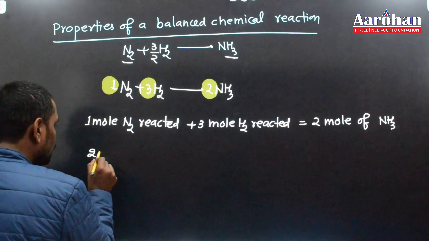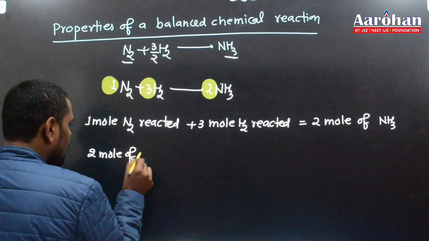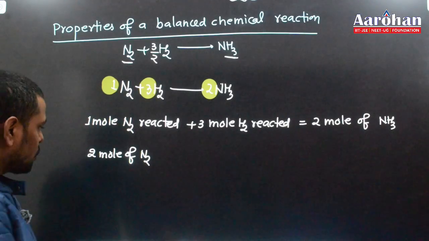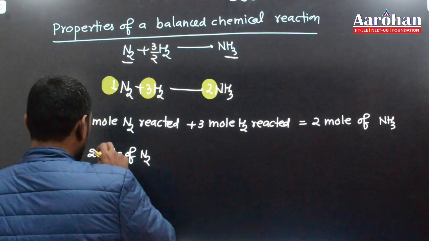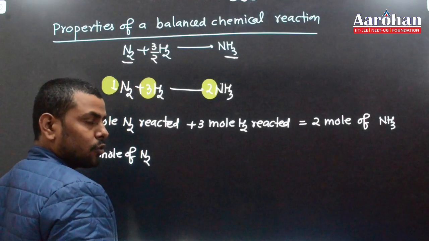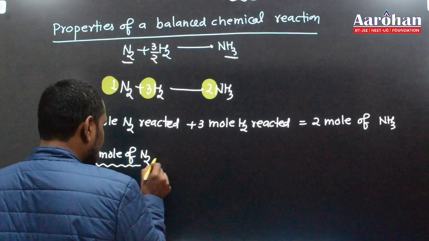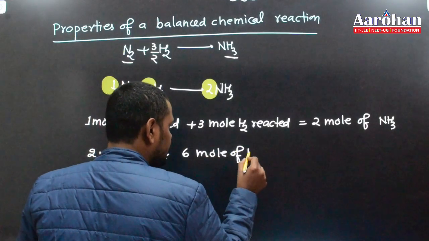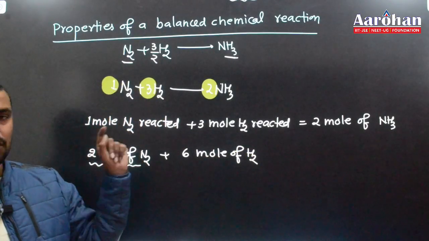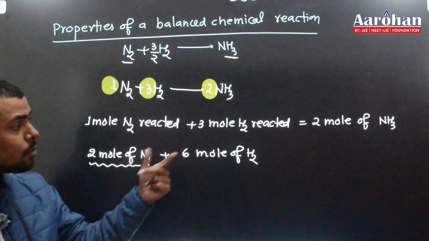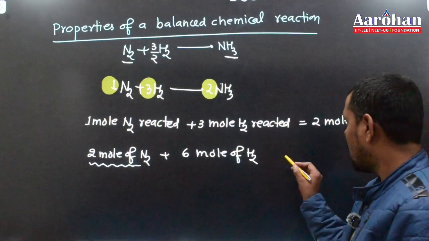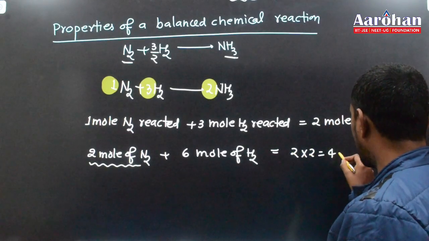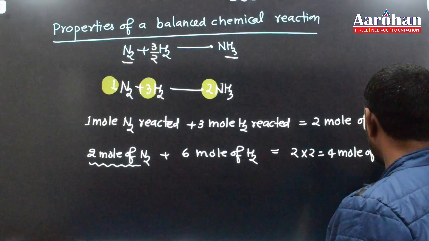So if we are given 2 mole of N2, then how many moles of H2 is required and how many moles of ammonia is formed? So if we compare this reaction, if 1 mole of N2 reacted, then 3 mole of H2 also reacted. So if 2 mole of N2 is reacted, then we need 6 mole of H2, because 1 mole required 3 mole, then 2 mole required 6 mole. Then how much amount of ammonia will be formed? Ammonia will be formed 2 into 2, 4 mole of ammonia.